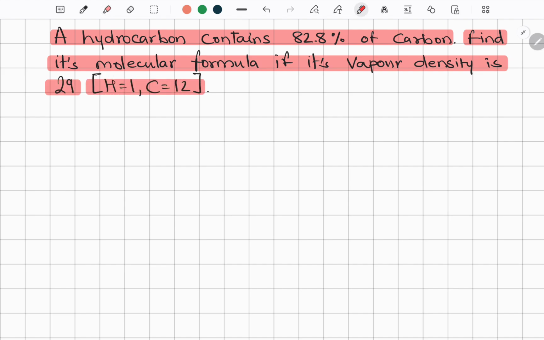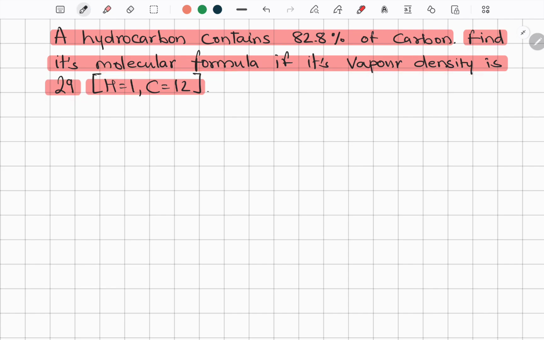So it's very simple. It says that it's a hydrocarbon and it contains 82.8% of carbon. That means the remaining is the hydrogen, because it's a hydrocarbon, hydrogen and carbon. So if 82.8% is carbon, the remaining percentage, which is 17.2%, would definitely be the hydrogen. And they are asking to find its molecular formula if its vapor density is 29.